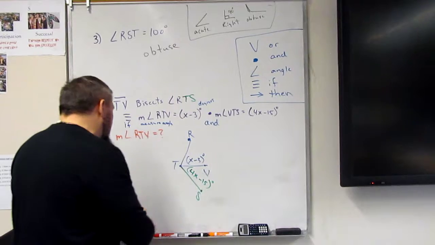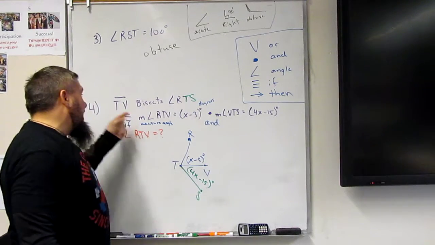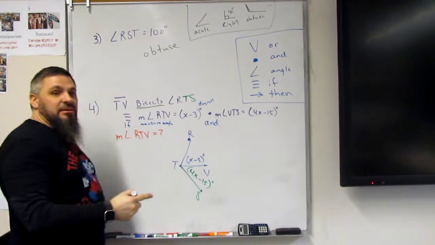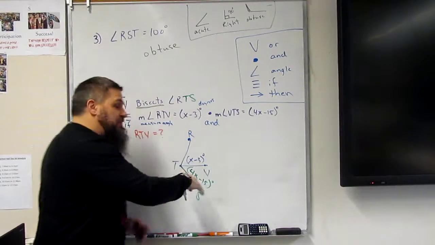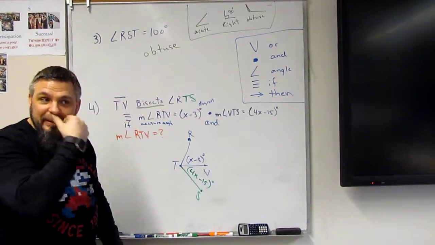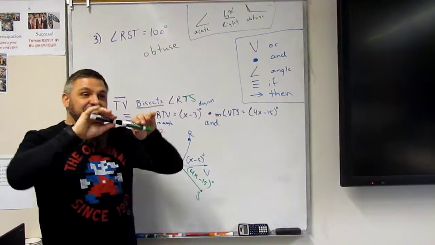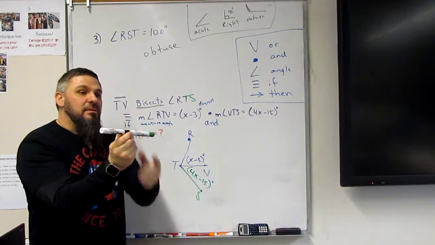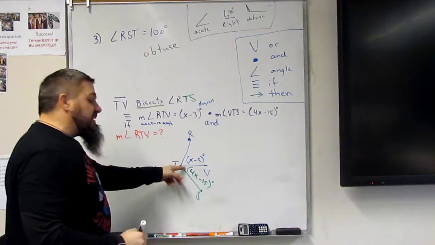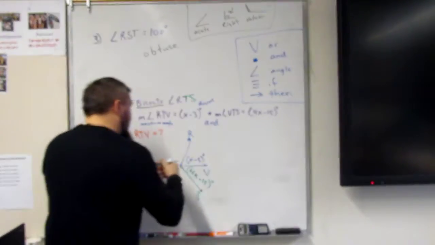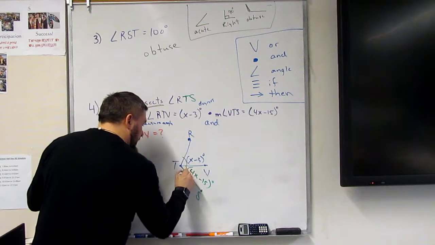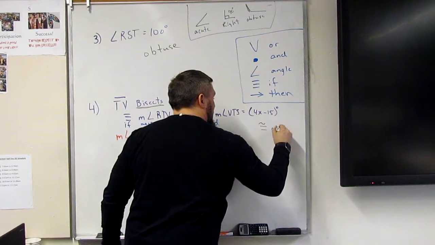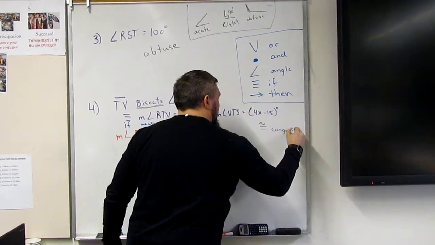Now the one thing we have to remember is that TV bisects RTS. So that means TV right here, this bisects, and when you bisect something, what happens? Cuts it in half. Perfect half, right? Perfect halves. So this is bisecting a segment. Cuts it in half. And this is bisecting an angle, meaning that this angle is congruent to this angle. So there's another symbol. Congruent.